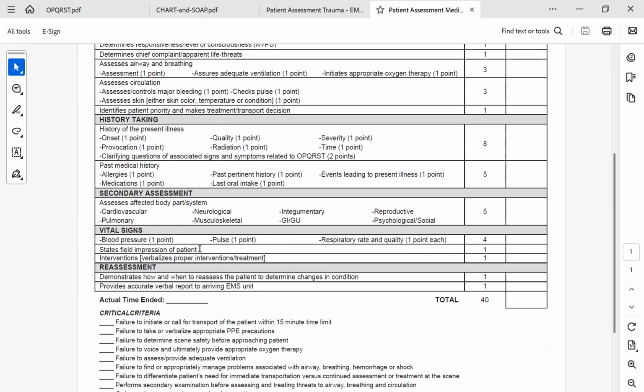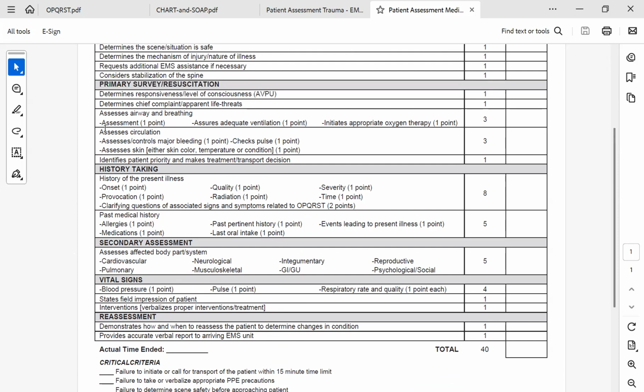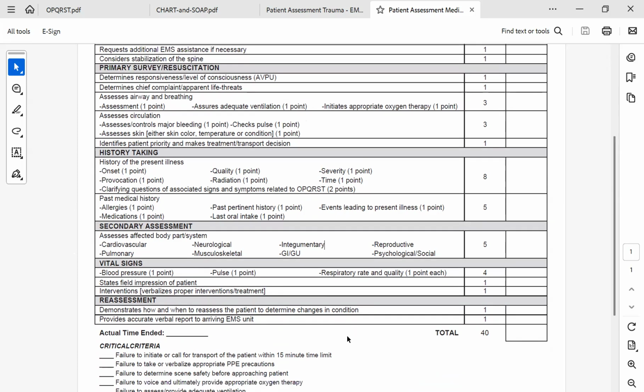We have our field impression. This is what we're going to state out loud of what's going on, and then we're going to check our interventions. We're going to see if this patient is stable or unstable. So when we're reassessing our patients, if they're unstable, every 5 minutes we're doing at least our ABCs, checking our interventions, doing our vital signs, checking their chief complaint, and then stable patients every 15 minutes.